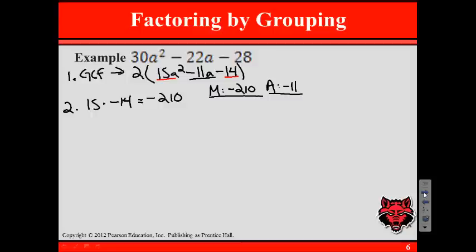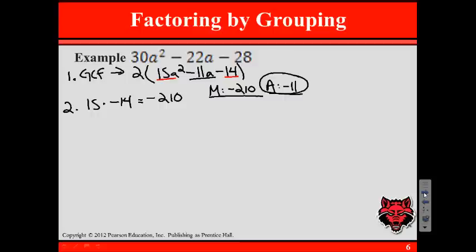Again, the only way we can get a negative product is if one of our factors is positive and one of our factors is negative. So we need one positive number, one negative number. We see that the sum is negative, so the number furthest from 0 must be negative.